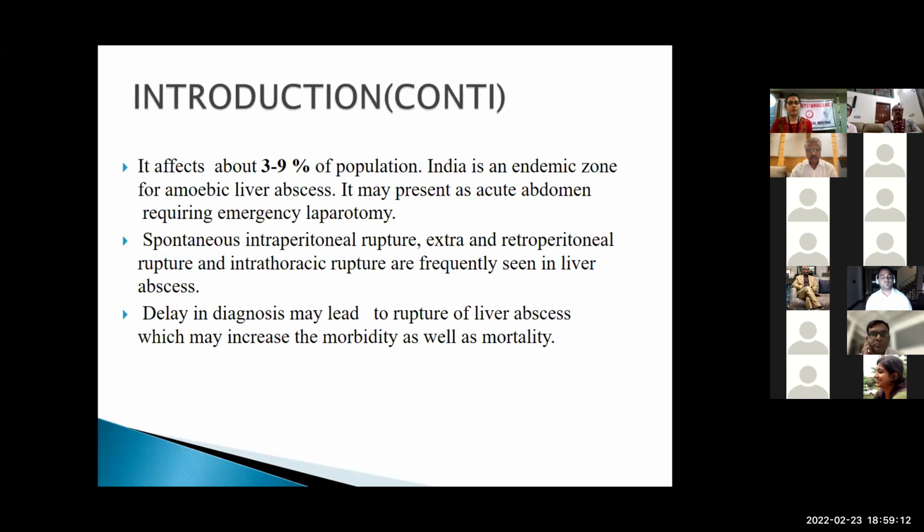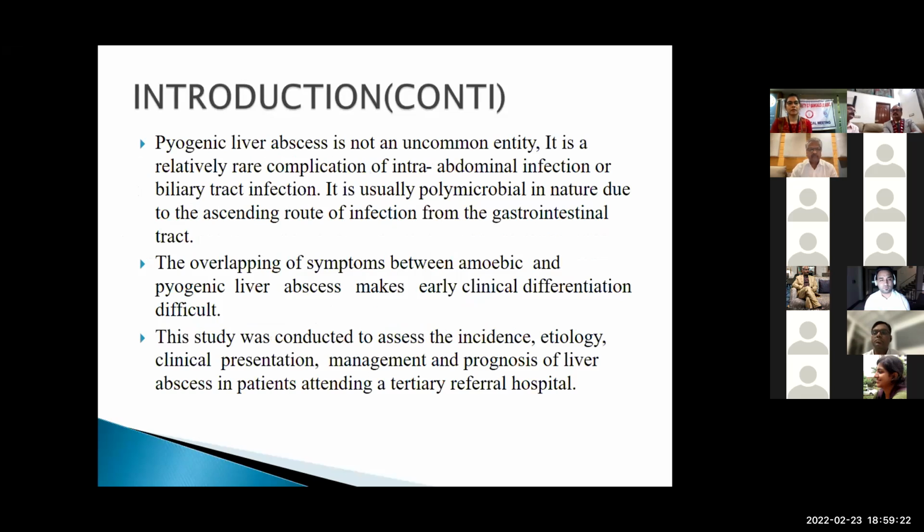Spontaneous intraperitoneal rupture, extra and retroperitoneal rupture, and intrathoracic rupture are frequently seen in liver abscess. Delay in diagnosis may lead to rupture of liver abscess, which may increase the morbidity as well as mortality. Pyogenic liver abscess is not an uncommon entity. It is a relatively rare complication of intra-abdominal infection or biliary tract infection, usually polymicrobial in nature, due to the ascending route of infection from the gastrointestinal tract.